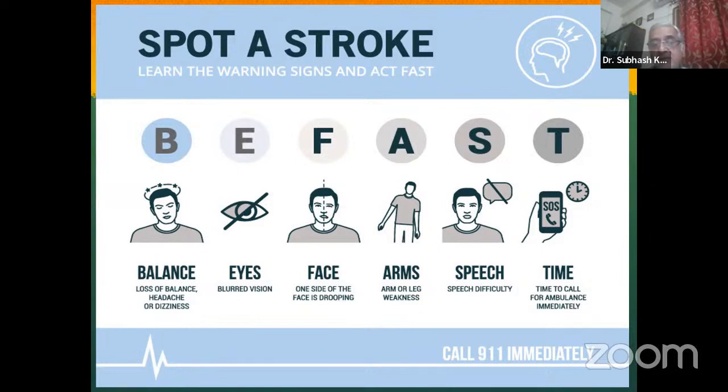Speech, the best thing is to ask the patient, what's your name? That will check two things. Is he able to understand? And how is his speech? Is it effective or not? So this is called BE FAST.